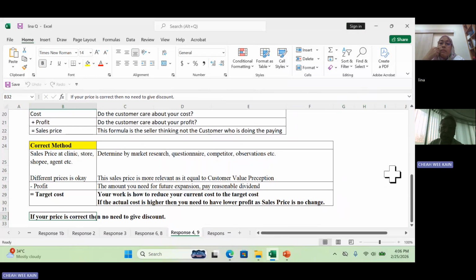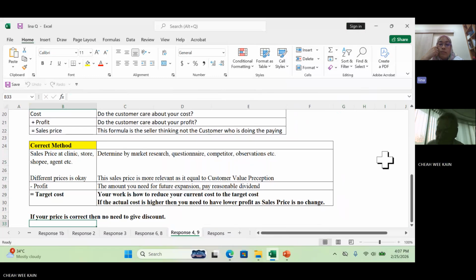You don't give discount when your price is correct. No, I know sometimes we have a Chinese New Year discount to encourage, or Hari Raya Puasa discount. You actually don't need to consider that. Because if you give discount, the customer is waiting for you to give discount. And if you don't give discount, the customer is waiting until they go to another shop, another brand. So it's actually not a good way to give discount. It's not a good thing to give discount.